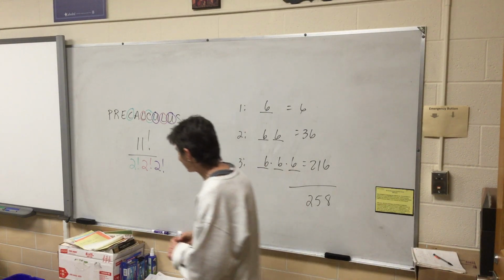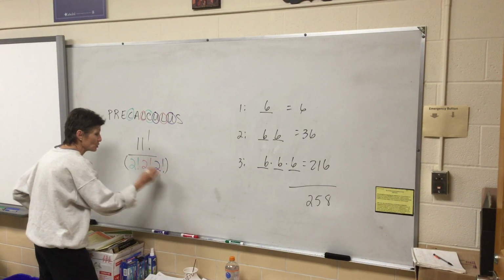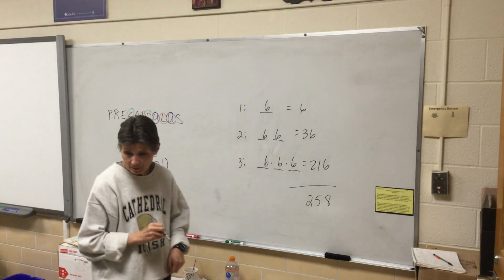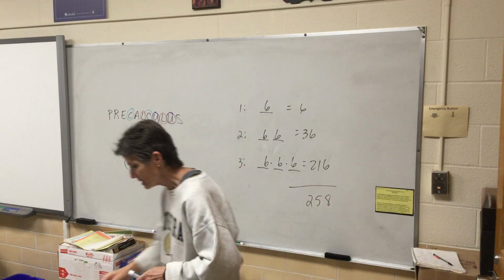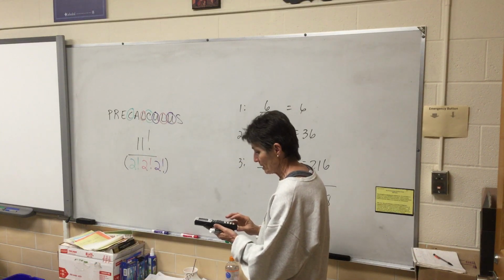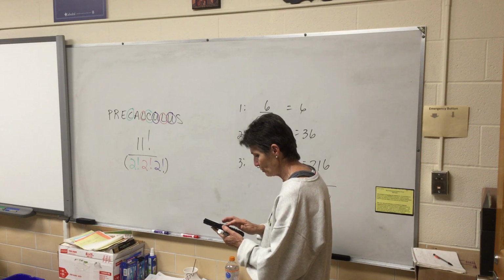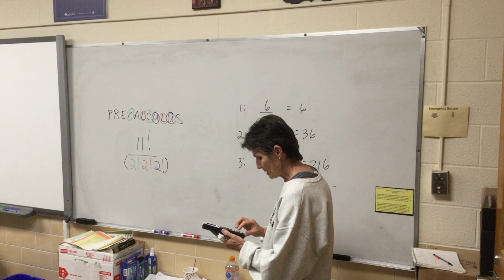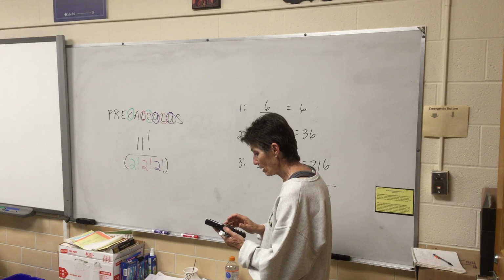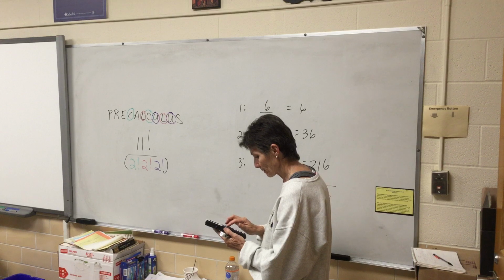When you type this into your calculator, since you have more than one thing in the denominator, make sure you're putting it in parentheses. There is no way to simplify factorials multiplied together, so please don't even try. You're going to type 11 math prob factorial divided by parentheses 2 math prob factorial times 2 math prob factorial times 2 math prob factorial.